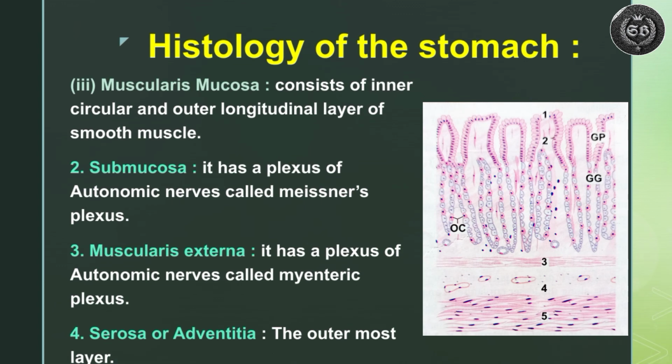Now, the third layer of the mucosal layer is muscularis mucosa. The muscularis mucosa consists of an inner circular and outer longitudinal layer of smooth muscle. Second one is submucosa. The submucosa has a plexus of autonomic nerves called Meissner's plexus. The third layer is muscularis externa. It has a plexus of autonomic nerves called myenteric plexus. And the fourth layer is serosa or adventitia. It is the outermost layer. All these layers you can see in this diagram.